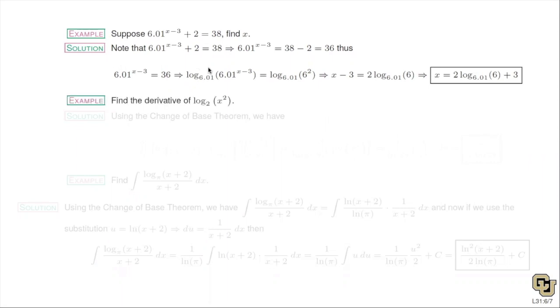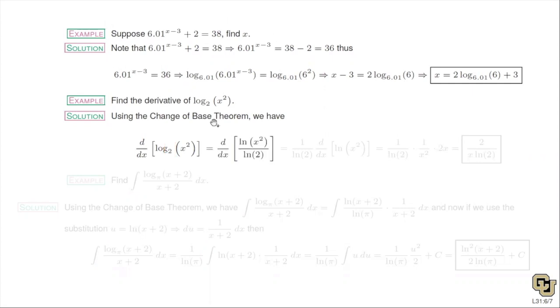For the derivative, let me show you how we use the change of base theorem. I go from base 2 to base e. I write log of x squared base 2 as ln of x squared over ln of 2. Remember, ln of 2 is a constant, so I can just pull that out.